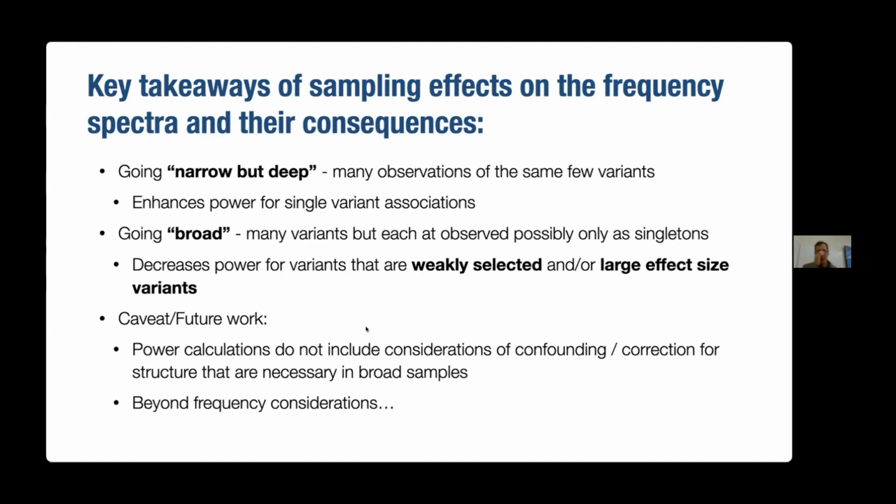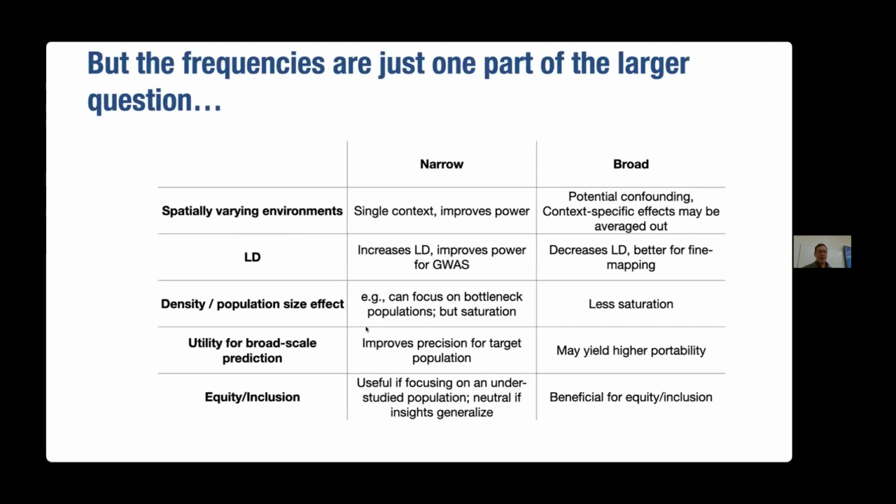There are some caveats here. When we were thinking about broad sampling, we're not adjusting for the issues of stratification. With broad samples, you're exposed more to confounding. You need to do corrections for confounding, and that adds degrees of freedom that will affect your power. Also, this has really been focused on variant discovery, the number of variants you see and what their frequencies are. But there are a lot of other dimensions to this problem. So, laying some of these out.